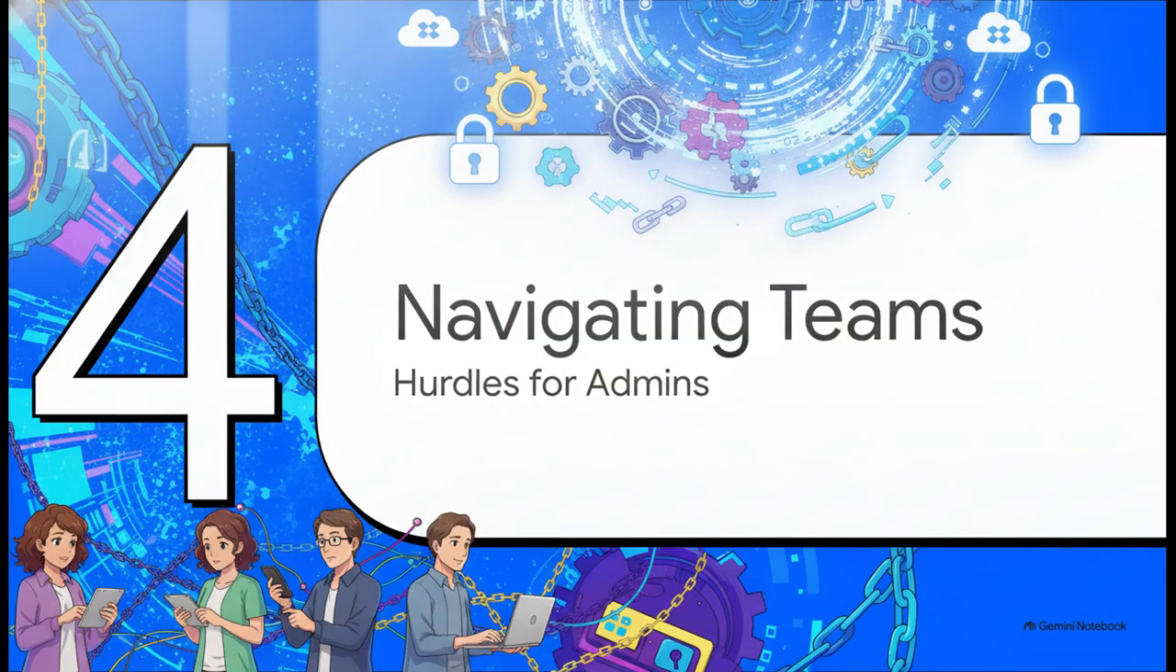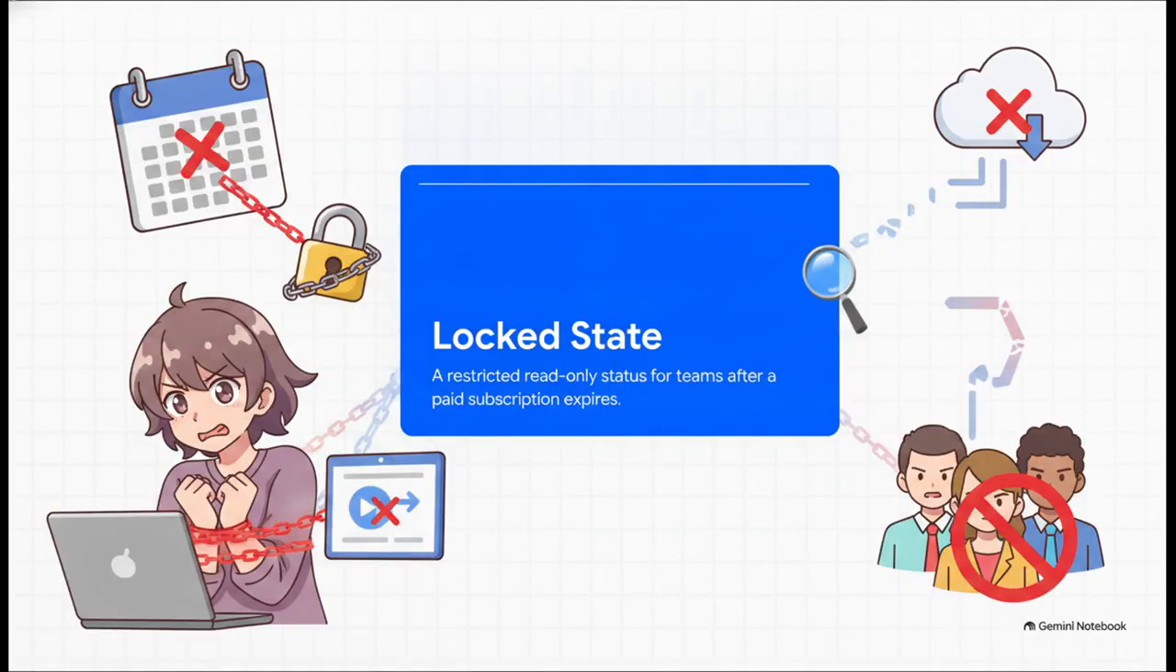Section 4, Navigating Hurdles and Teams. Let's tackle some of those unexpected roadblocks that love to trap enterprise and team users. So when a team subscription is canceled, it doesn't just instantly vanish into thin air. Instead, it enters what's called a locked state. Think of this as a digital purgatory. Your whole organization gets restricted to a read-only environment. Desktop syncing completely dies, nobody can upload new files, and you can't invite any new members to the team.